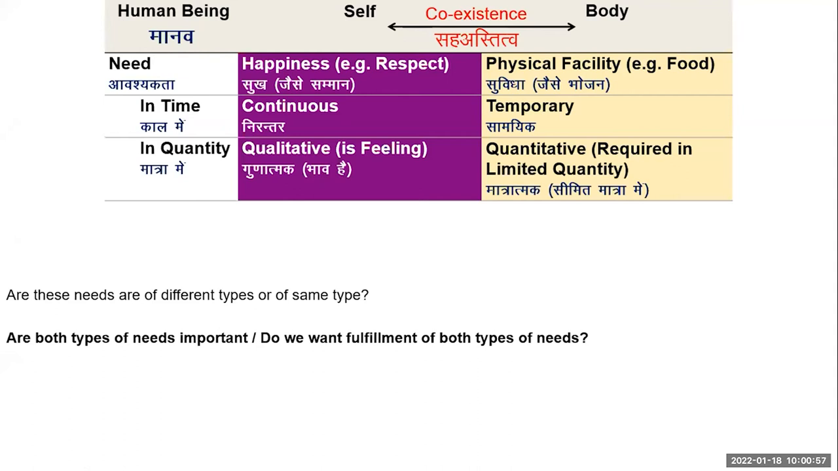But then, fulfillment of the need of the self also is required. So both the needs are important, and both the needs are different. Are we working to fulfill both types of needs, or is the focus only to fulfill the need of the body, because the focus is only to create more and more, or accumulate or produce more and more physical facility?